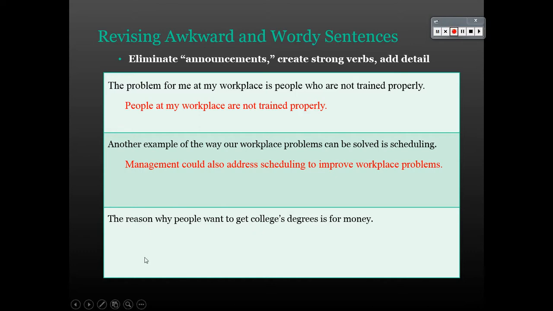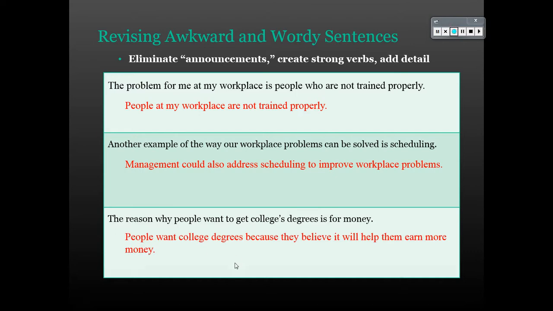Okay? And the reason why people want to get college degrees is for money. The reason why is filler. It's an announcement. People want college degrees because they believe it will help them earn more money. All right.